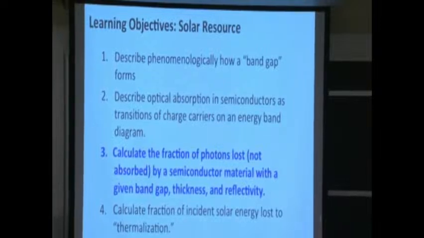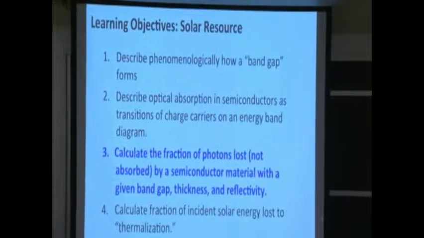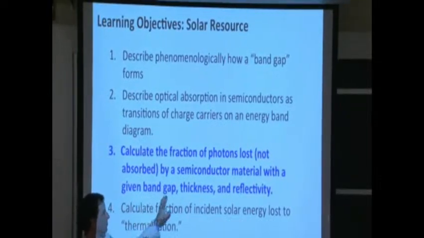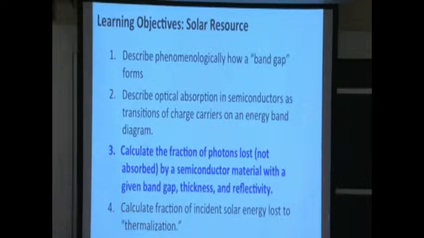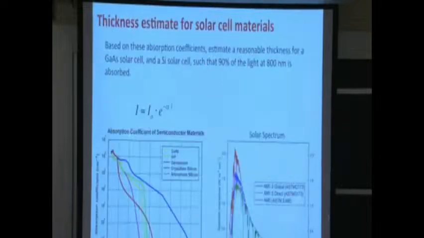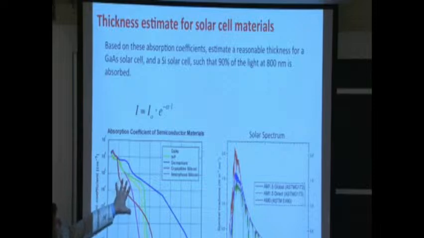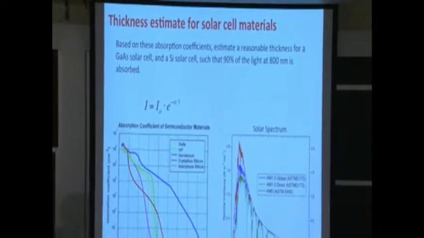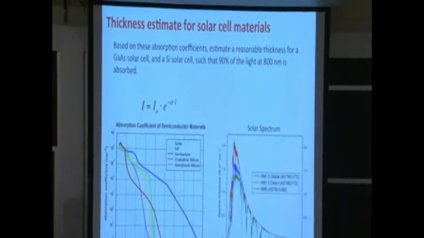We're going to now calculate the fraction of photons lost, not absorbed, by a semiconductor material with a given band gap, thickness, and reflectivity. And this gets to Ashley's question right here. So again, we ran through a thickness estimate in class the last time. And we assumed for a semiconductor, I think it was around 800 nanometers for gallium arsenide and silicon, or maybe it was a little less, somewhere around 550. What was the thickness necessary to absorb, say, 90% of the light at a given wavelength?